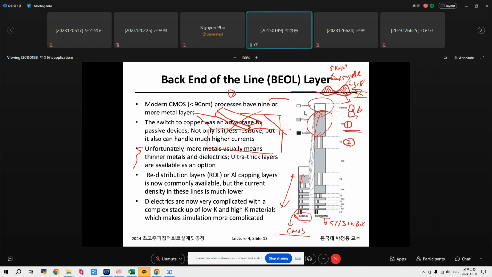Whenever you design any transformer or any inductor using allocate, you guys need to be very, very careful. That's why I don't recommend you guys to use allocate when you implement transformer based architecture at millimeter wave region. Okay? Have to be very careful.